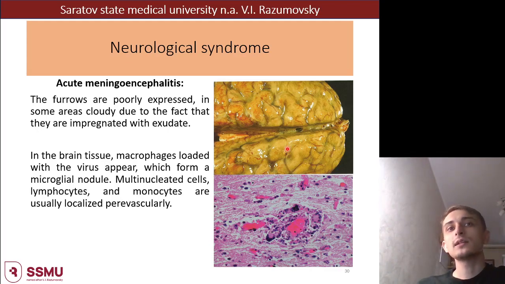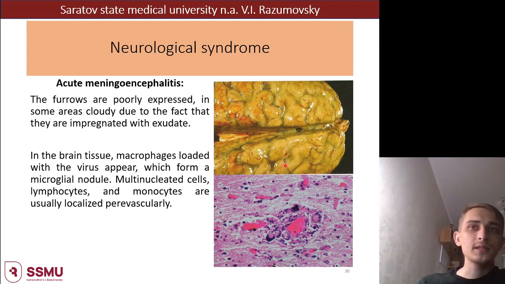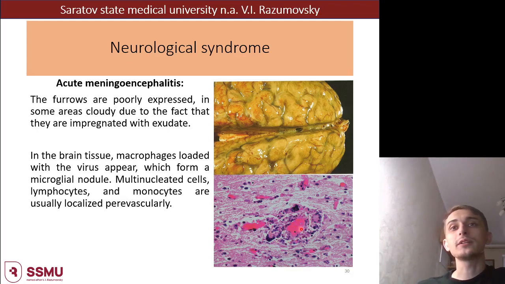And also at the histological level, we may see perivasculitis and accumulation of inflammatory cells around the vessels in the brain. We can see inflammation in the brain, and it will also lead to edema of the brain, to a degeneration process in the brain tissues, and may also lead to dementia.